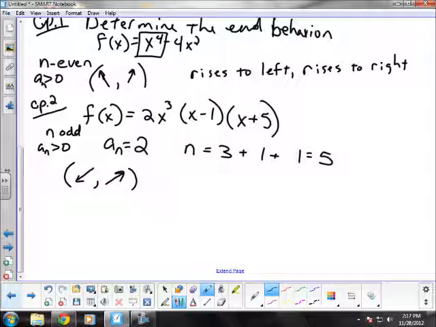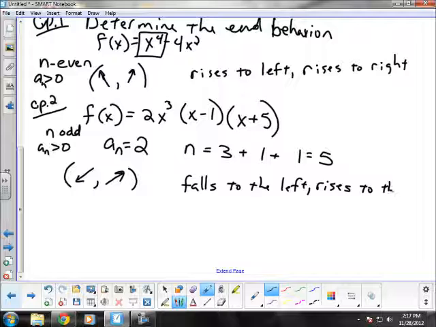Okay? So that falls to the left, rises to the right. You do need to memorize those 4 sets.